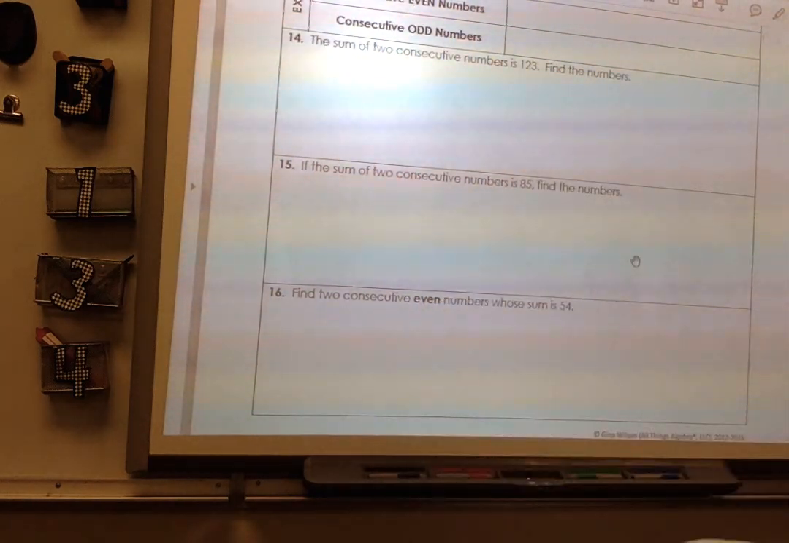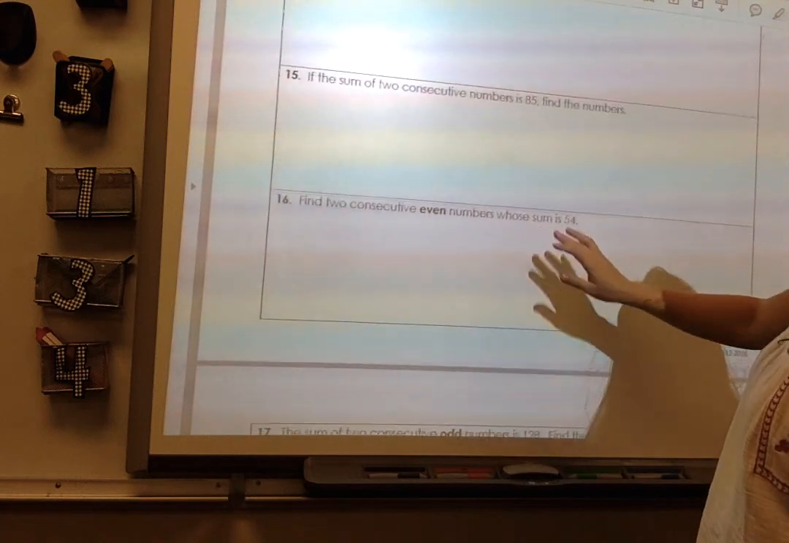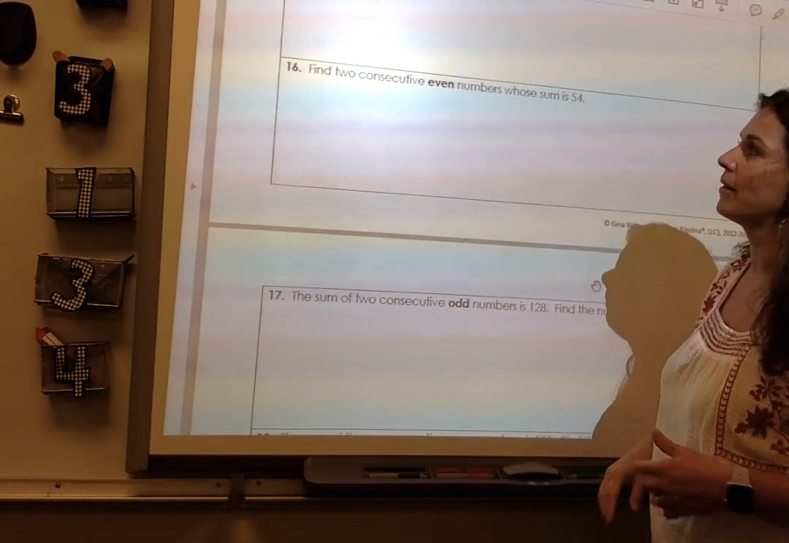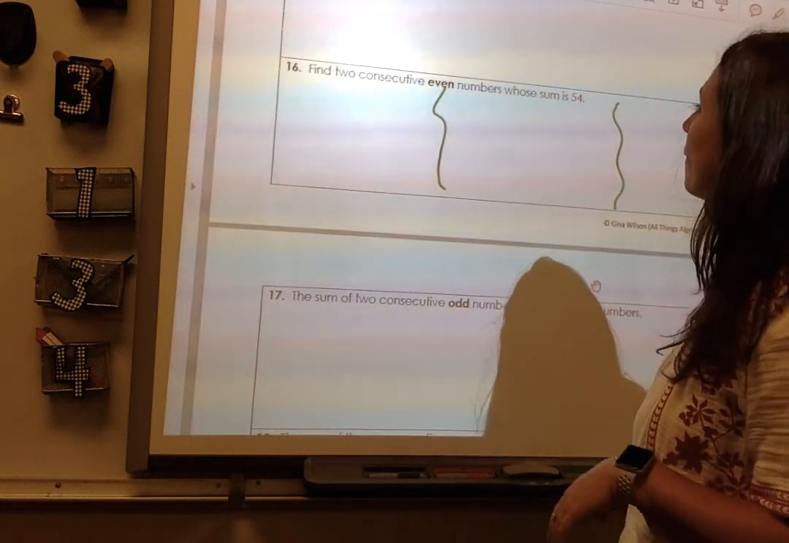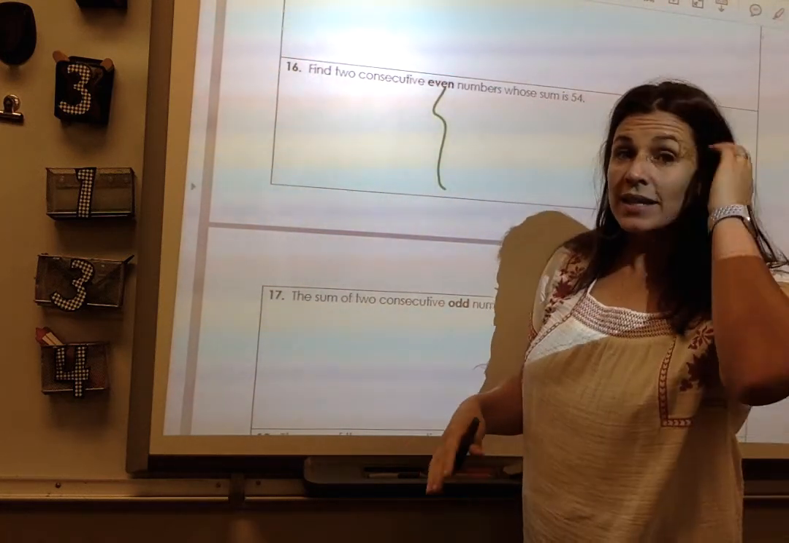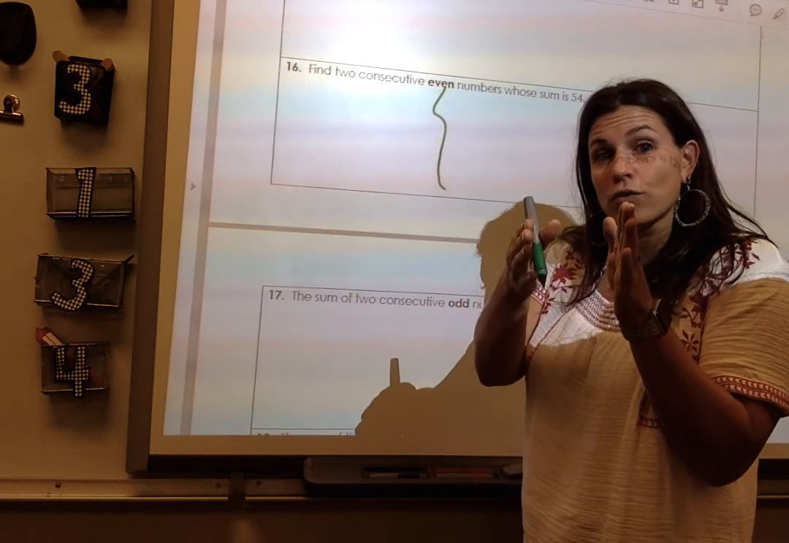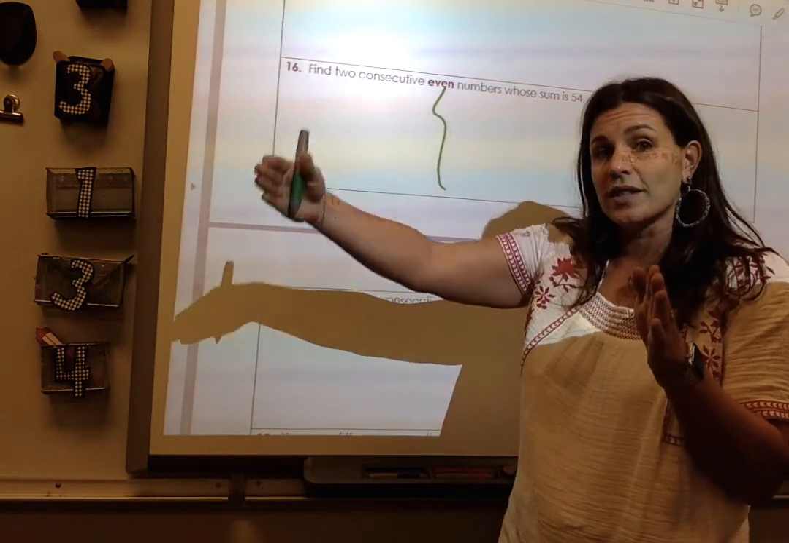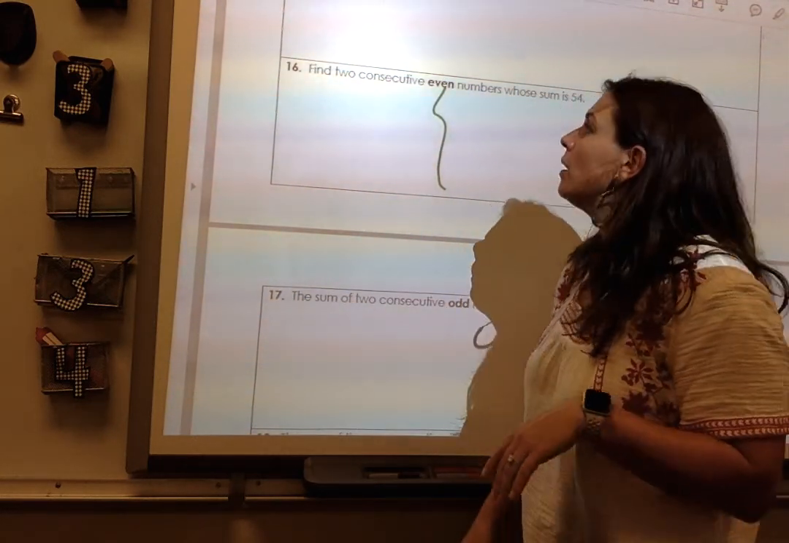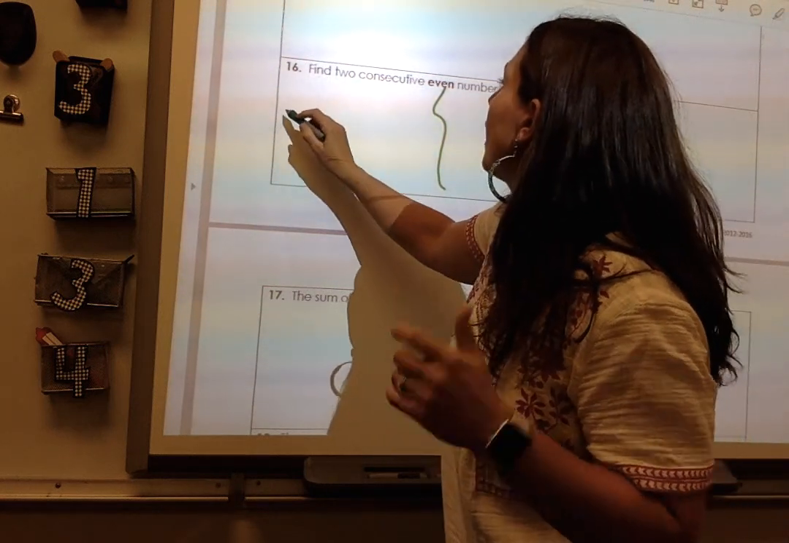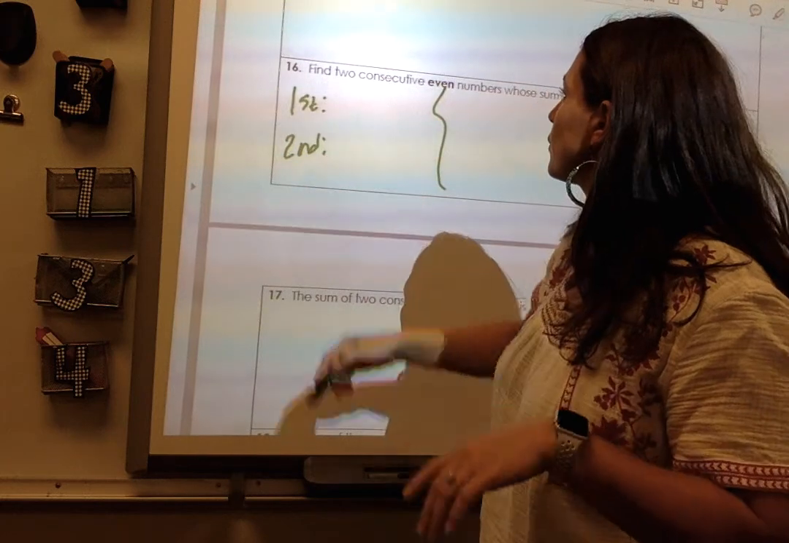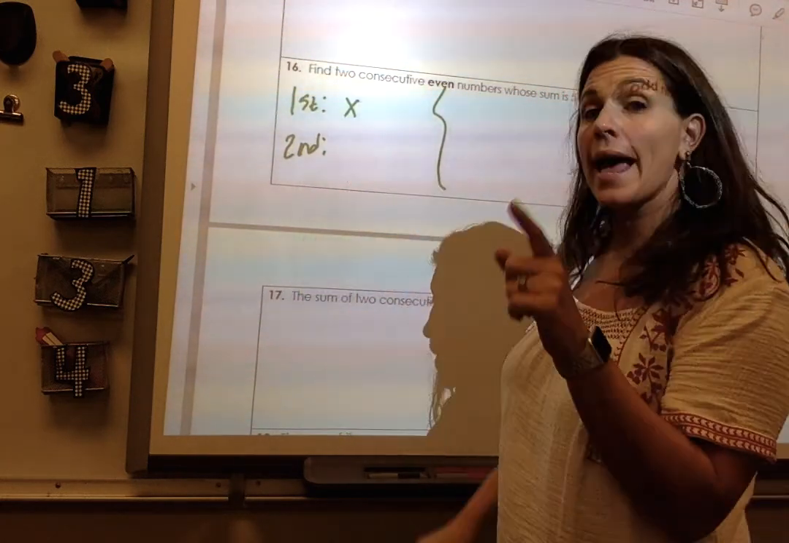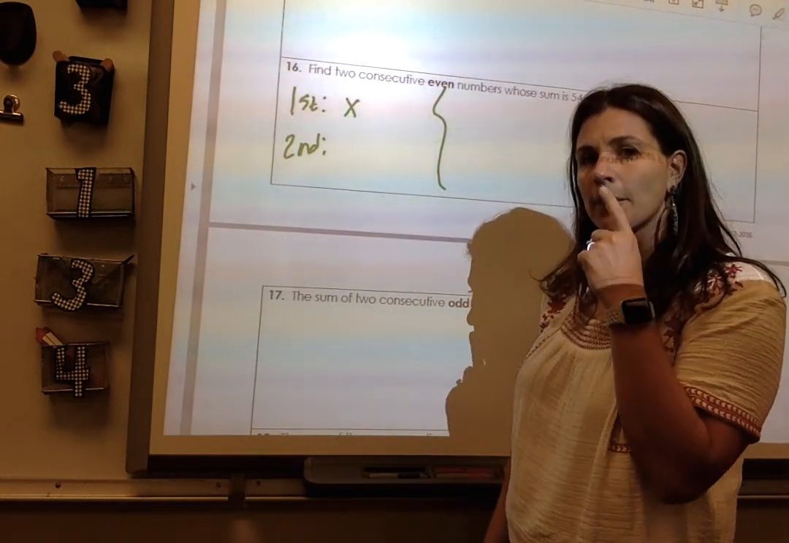Oh, and it erased, of course, because I didn't try. Okay, now let's go to number 16, when it talks about consecutive even numbers. So consecutive even numbers, remember, it goes from 2 to 4 to 6, so we're skipping one. So consecutive even numbers, I know I'm talking about two numbers, my first number and my second number, right? First even, second number. My first one's going to be x, but what's my second number going to be?